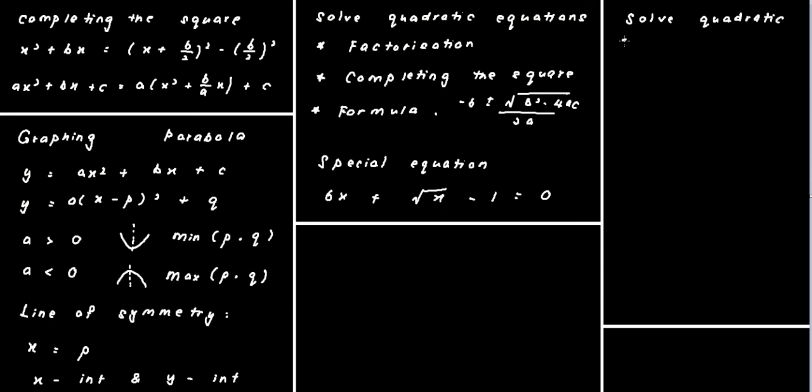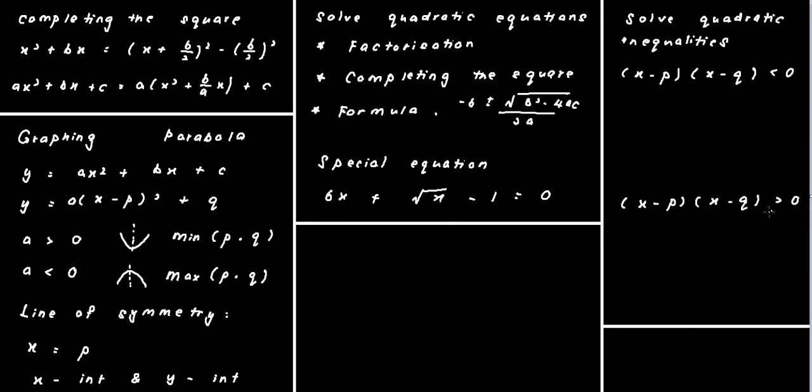Okay, so basically under this part you have two types of equations. The first one is where we talk about (x − p)(x − q) less than 0. In this case we treat q as a number that is greater than p. Then you have your second scenario, which is (x − p)(x − q) greater than 0. It's the same thing: if you have an equal to sign, then your last answer will have an equal to sign also.